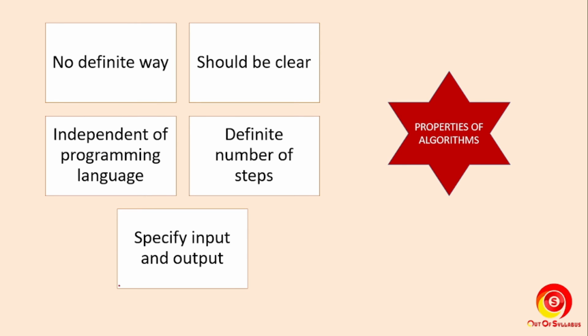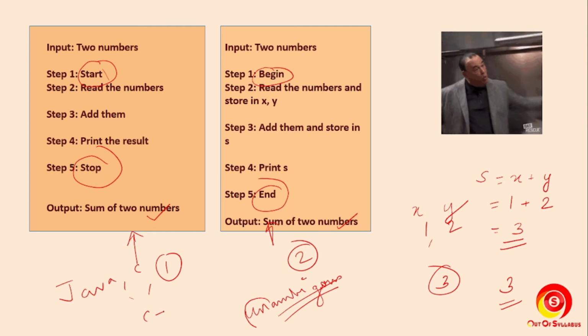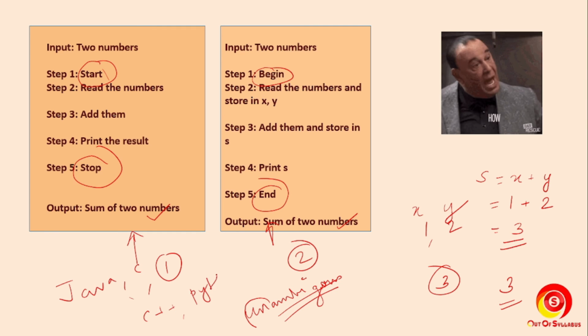So these are the properties of an algorithm. There is no definite way, as I've shown you in the examples. There is no hard and fast rule that you need to follow. It should be clear. It should have a definite number of steps. It is independent of programming language and must specify the input and output. Here you don't know which is the programming language. You can convert this algorithm to any programming language of your choice: Java, C, C++, Python, any language.